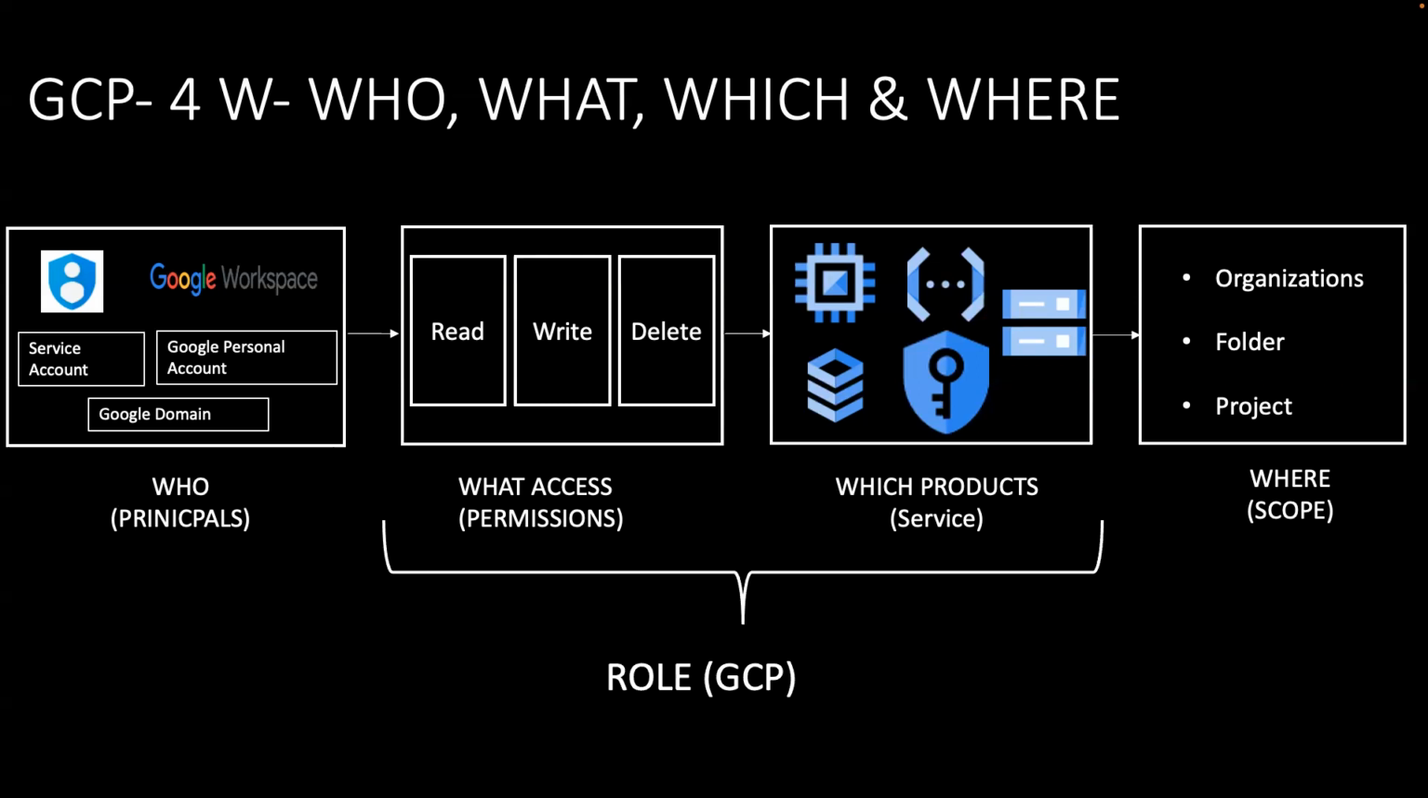When we talk about where in GCP, there are three different places where you can assign the permissions: organization. If you want to assign the permissions across your entire organization, that's where it comes into the picture. Then they have a concept called folder. Folder is more like an organizational unit. So you can assign the permissions to the test OU, to the dev OU, to the app1 OU, or to the finance OU. And then project is where your applications are going to be hosted.